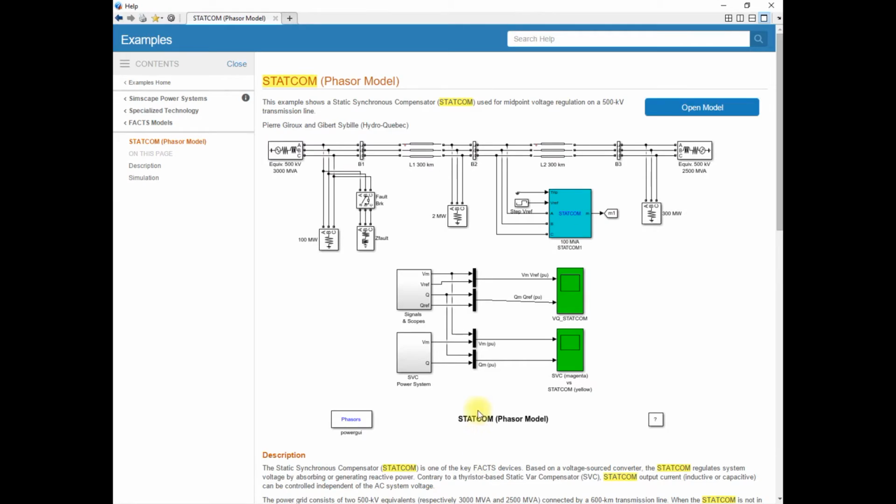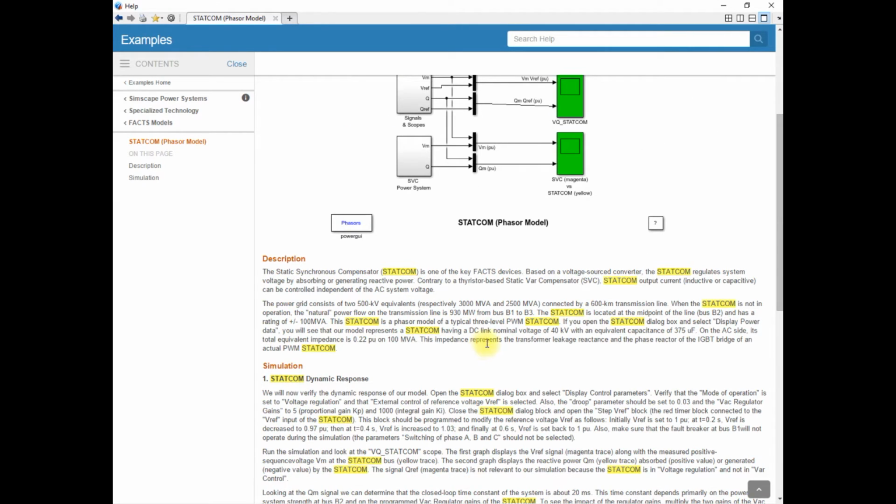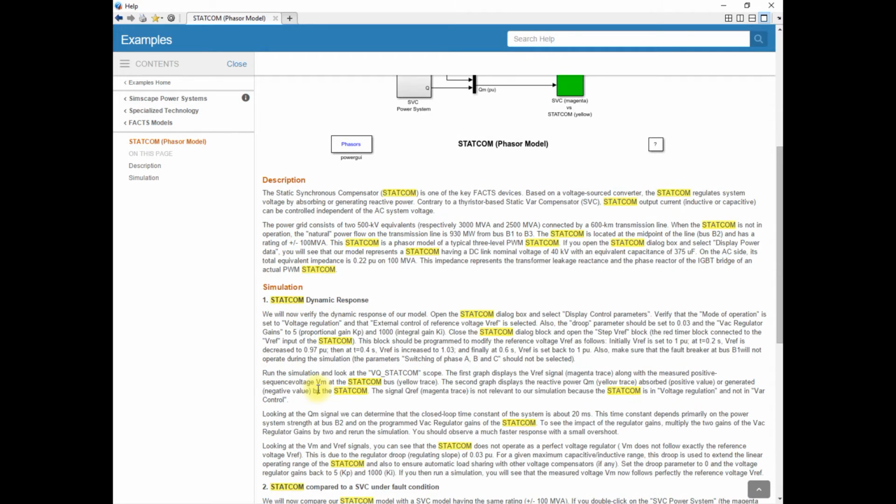Read the next description of this model. So here let's understand the dynamic response of this STATCOM phasor model. In this model, if you open this STATCOM dialog block, we see that it is set to the voltage regulation mode, with the external control reference voltage selected, and with the droop parameter at a value of 0.03.